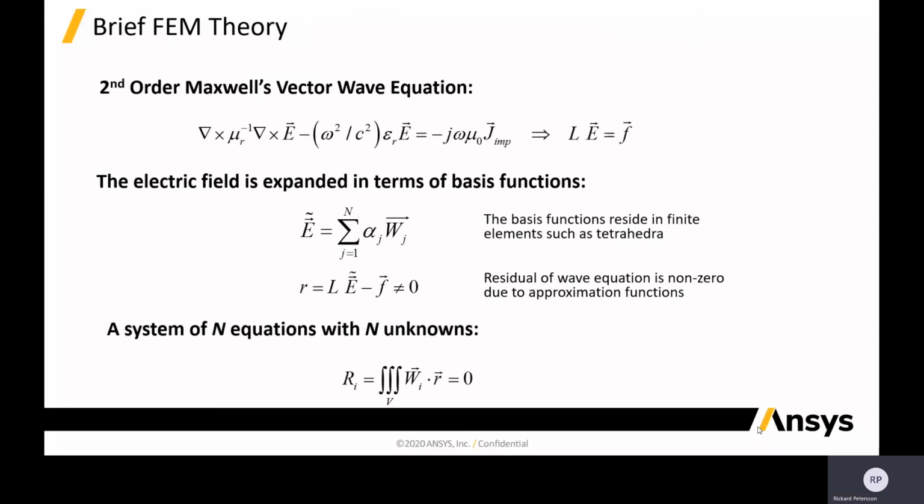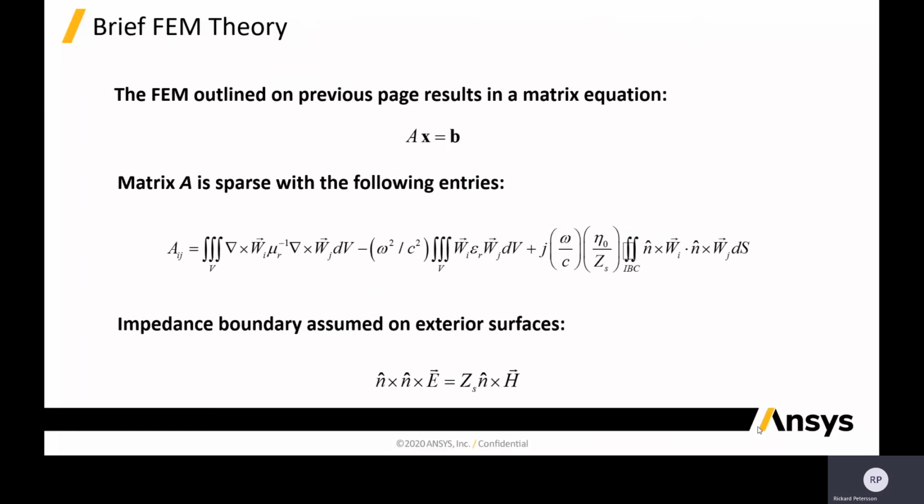So to get the n equations and n unknowns, what we do is we weight that residual with basis functions across the mesh with all these tetrahedra. And by doing it this way and setting it to 0, we can finally arrive at a matrix equation, AX equal to B, where A is the matrix, and for finite element analysis, the matrix is sparse. And that's a key attribute, because that can be taken advantage of when you solve this system using either a direct solver or an iterative solver.